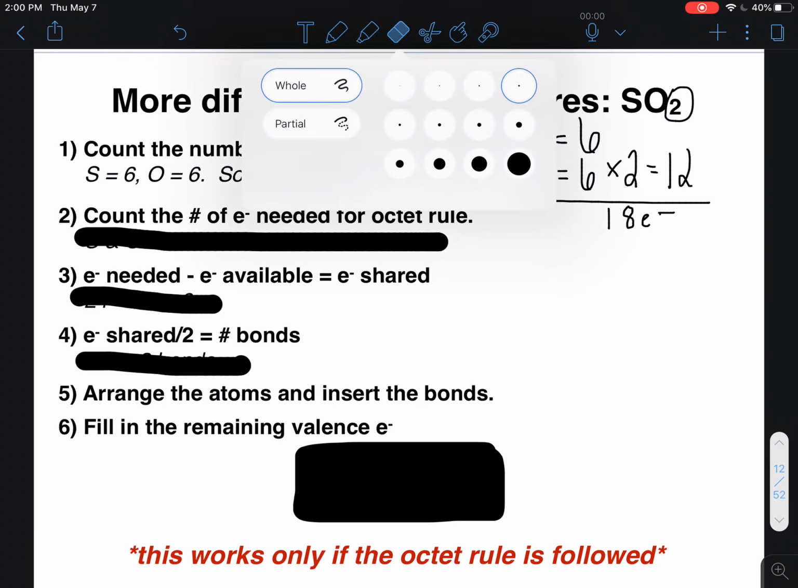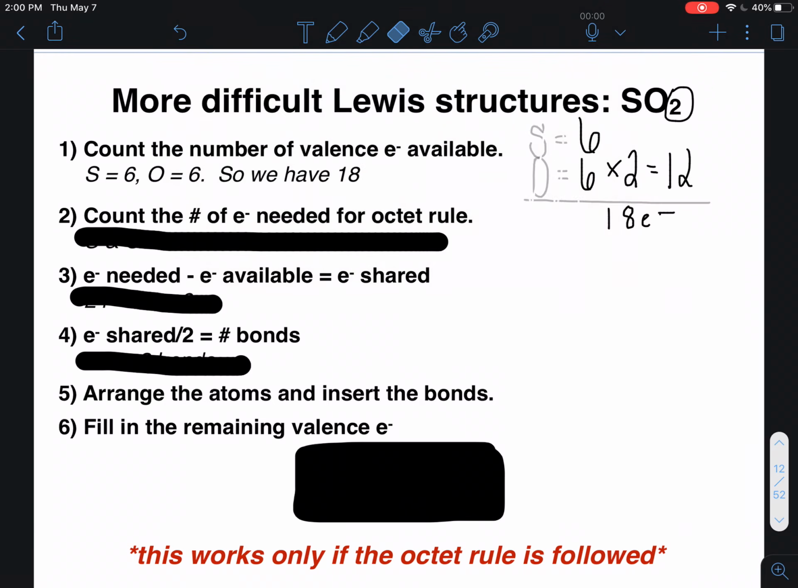Okay, now I'm going to delete that just so I have room. Then what you're going to do is count the number of electrons needed for the octet rule. How many electrons in a perfect world? Not in this case, we only have 18 to work with, but we need to find out how many of those are shared. So the first thing we have to figure out is how many electrons total are needed so that each atom has a full valence.